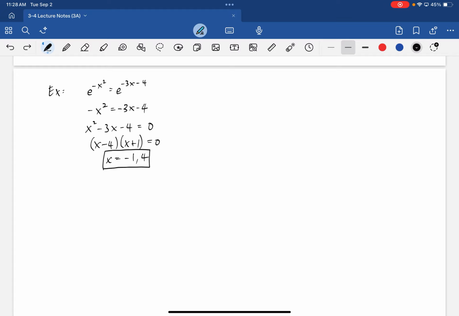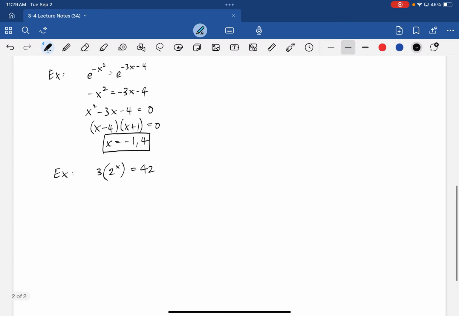All right, let's say now, this is more common on the homework. It's not hard, but we should understand how to do it. Let's say we have 3 times 2 to the x equals 42. What should we do first? Yeah, we should divide by 3. That helps us to isolate the 2 to the x. And now what is x here? Log base 2 of 14. Just based on the definition of a logarithm, right? Alternatively, you could have taken a logarithm of both sides, base 2, and that would have given you the same thing.